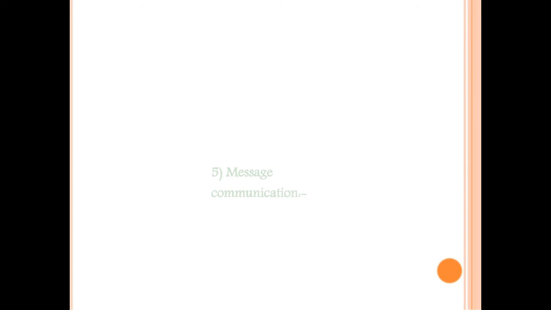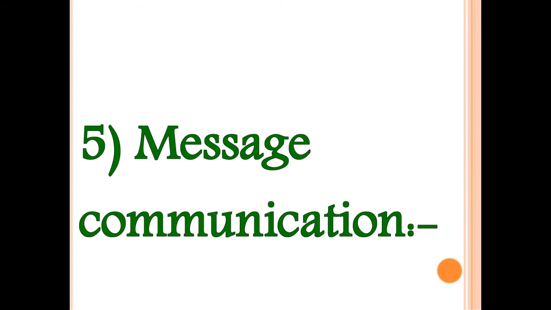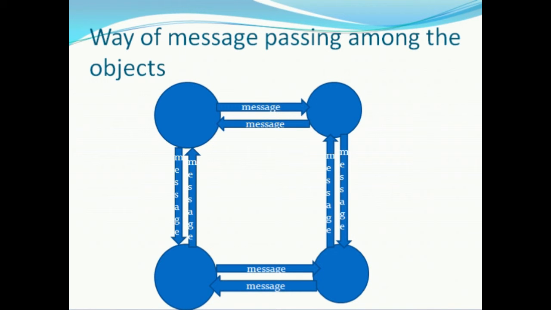Fifth point is message communication. In object-oriented programs, a class is a template where you define the behavior and attributes of an object, and the object implements that class in the real world or outer world. More than one object exists while the program is running. Among the objects they pass messages to complete the task. Means first of all you make the templates. After that you make the objects, and by message passing among the objects they communicate with each other and perform the task.